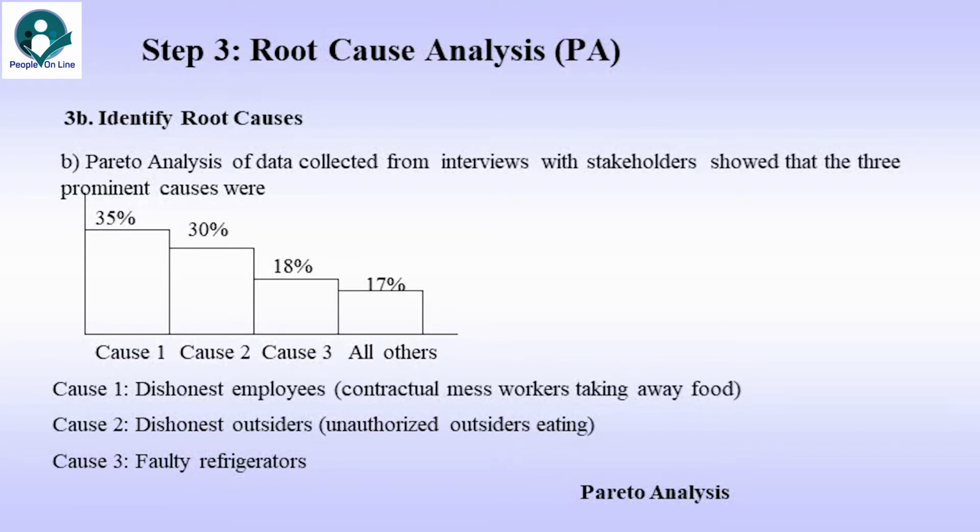Now 35% of the respondents amongst stakeholders felt that cause 1 was significant, 30% felt cause 2 was significant, and 18% felt cause 3 was significant. So these 3 causes turned out to be the root causes from the analysis of data available.